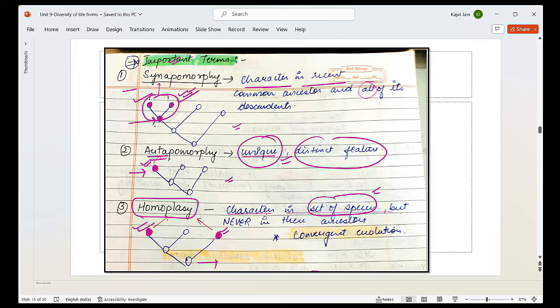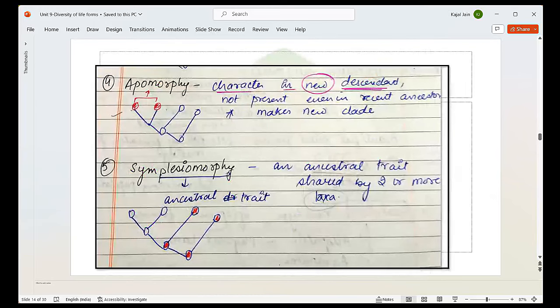This homoplasy leads to convergent evolution, because when these organisms showcase a similar character, they are able to work in a similar manner. When they start to adapt to similar environments, they start to converge together. As a result, they showcase convergent evolution. Then you have apomorphy. It is a character which is there in the new descendants but not present even in the recent ancestor, which helps in the making of a new clade, a new group.